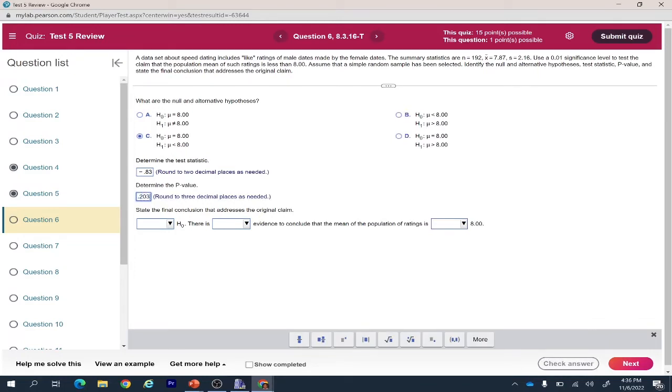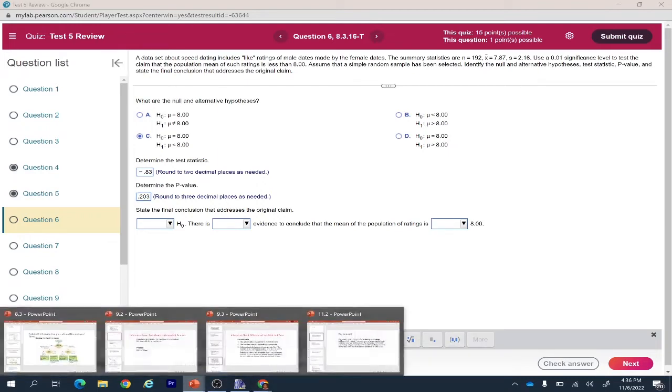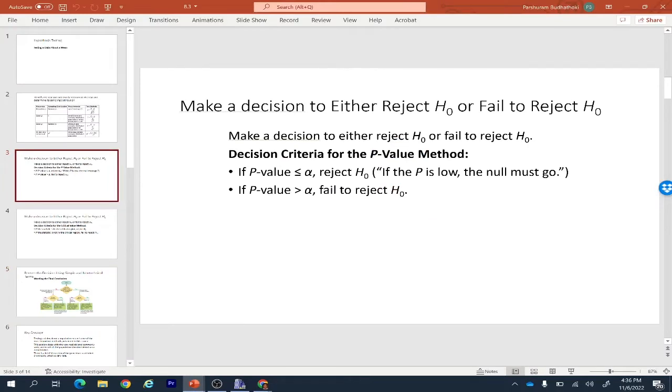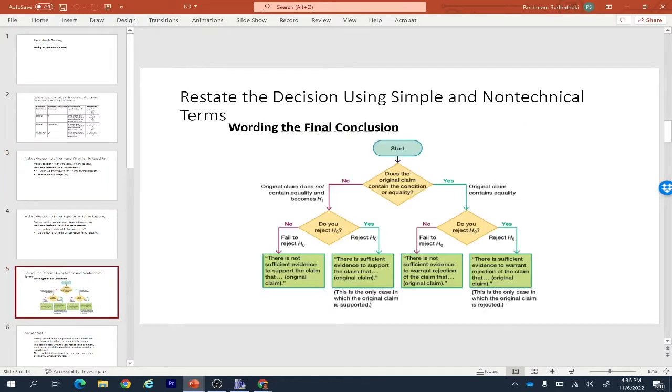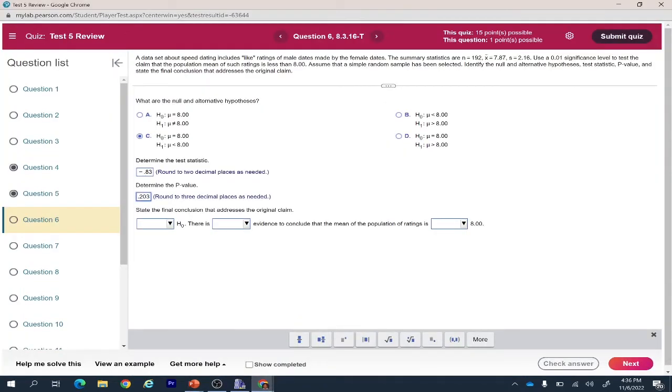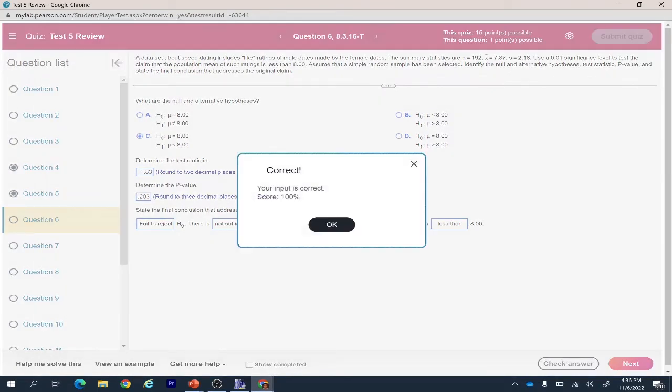And then because the p-value is, as you can see here, greater than the significance level, go back here to make the conclusion. The p-value is greater than alpha. Fail to reject. So this is not the original equality. So go here, fail to reject. This is our conclusion: there is not sufficient evidence to support the claim. So fail to reject. So there is not sufficient evidence to conclude that the mean of the population of ratings is less than 8. That's supposed to be the claim. So that is our answer.